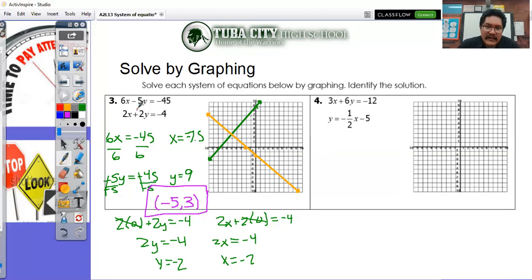All right, number 4 now. Ooh, this one looks like a bit of a tricky one because one is in standard form and the other is in slope-intercept form. I'm going to go ahead and graph the slope-intercept form first, just because it looks like it's easier to graph. So -5 and then down 1 over 2, down 1 over 2.